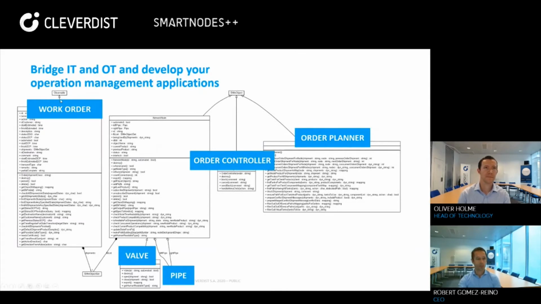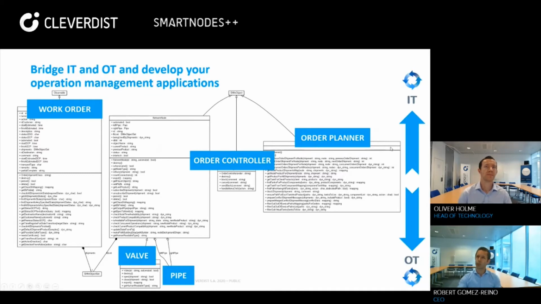We have as well an order controller, which is in charge of executing that order. We have an order planner to plan that order in advance, to select which valves and pipes are going to be used, for example, for that order, to select the time, the schedule. So here we are connecting with the SmartNodes++. We are really bridging inside WinCC OA the IT and OT worlds, both of the realms, like we can see with these two arrows.